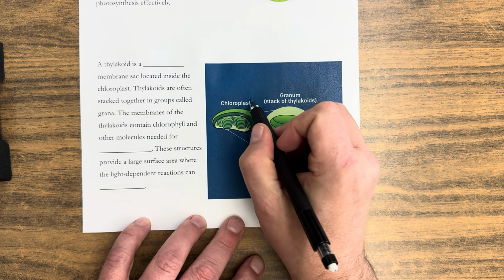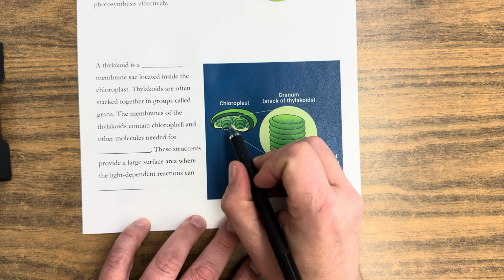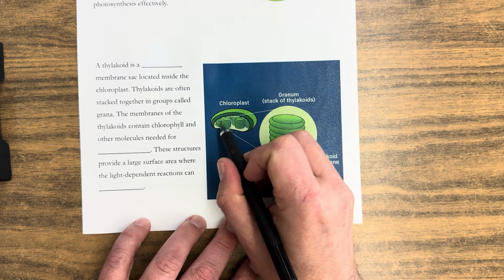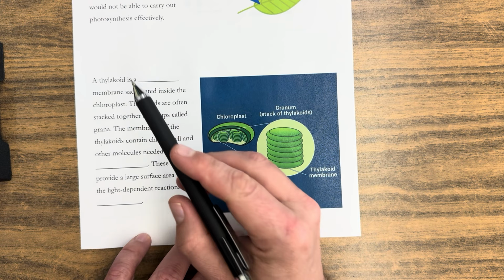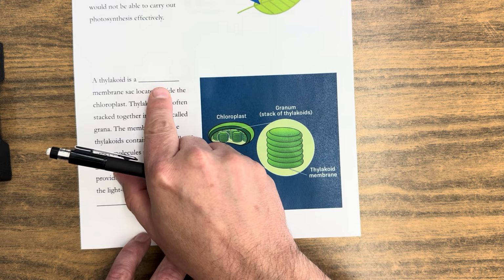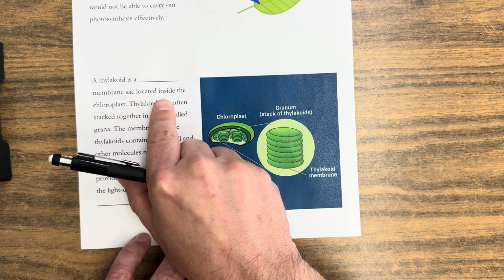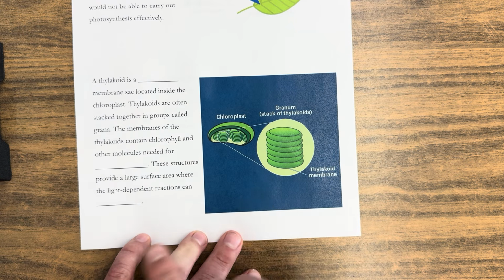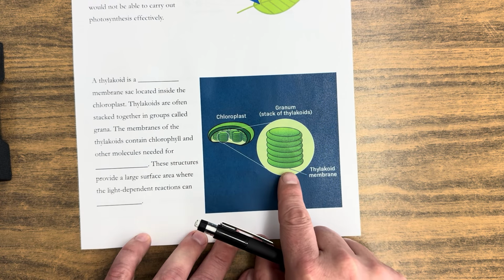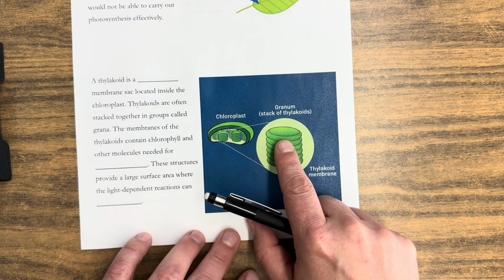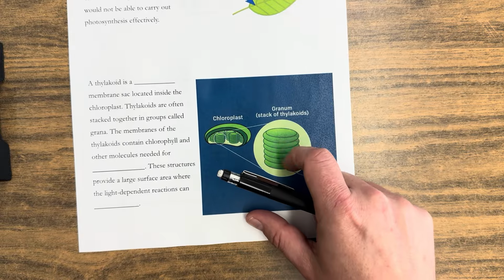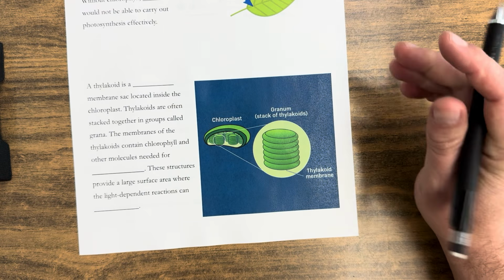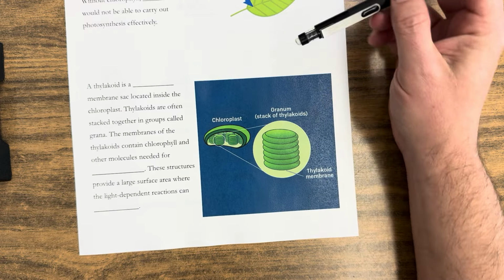Okay, so we have our chloroplasts here. Now we're going to take a deeper look into the chloroplast to see what's inside of the chloroplast. A thylakoid is a flattened membrane sac located inside the chloroplast. That's what you see here. You see the thylakoid stacks of these flattened, they're kind of like squished down sacs.